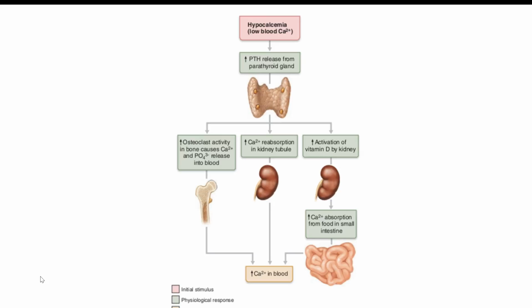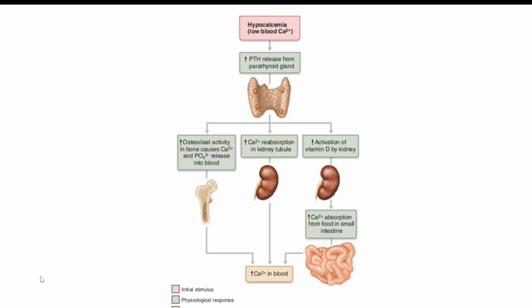PTH increases calcium levels in the blood by stimulating 3 target organs: the skeleton, the kidneys, and the intestine. The flowchart here walks you through each of the reactions. As you can see, PTH release stimulates osteoclasts, or bone resorbing cells, to digest some of the calcium-rich bony matrix and release ionic calcium and phosphates to the blood.